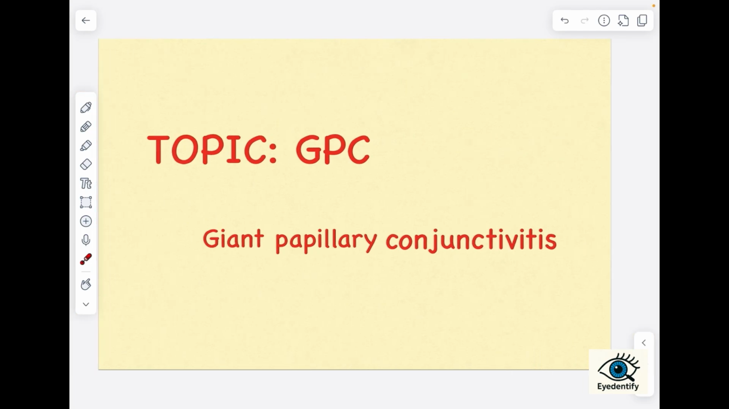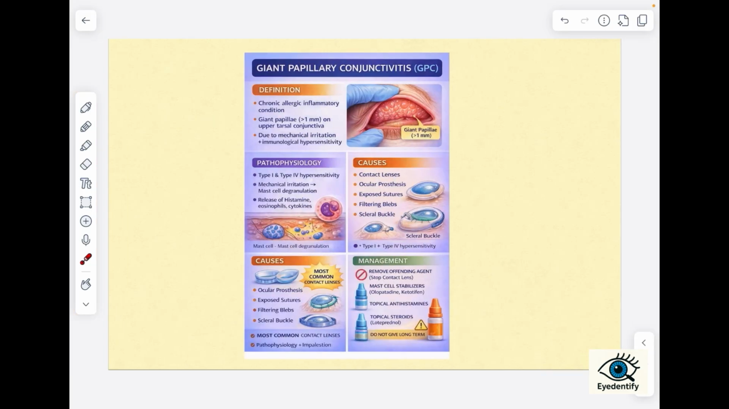Topic is giant papillary conjunctivitis. So you can remember giant papillary conjunctivitis with just one flashcard. We'll see one by one. So, what is giant papillary conjunctivitis? It is a chronic allergic inflammatory condition. It is caused by mechanical irritation. Okay, so first of all it is chronic, an allergic reaction caused by mechanical irritation.